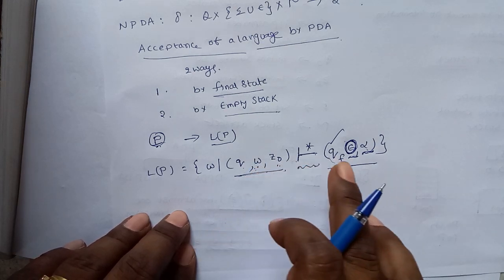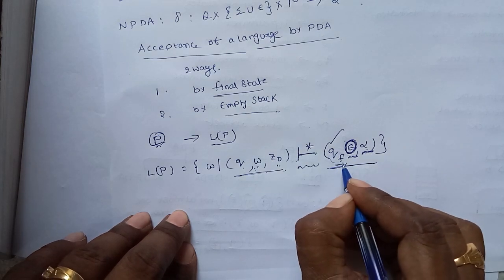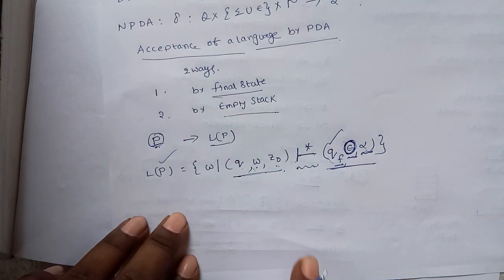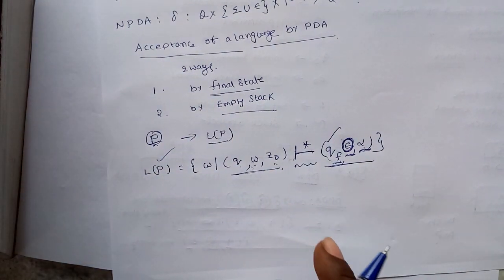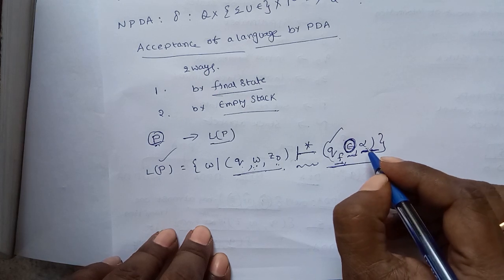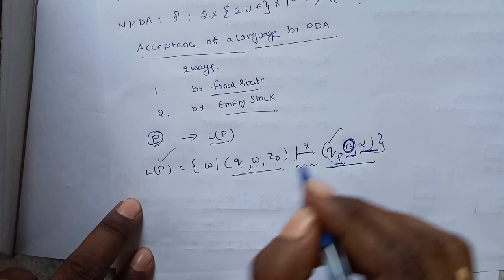After the entire input is completed and now I am in a state QF, a final state, that means the language is accepted by the push down automata. Remember, in this case the stack symbol is not considered. We are considering only the end of the input.